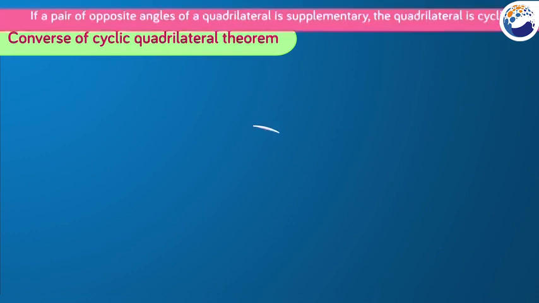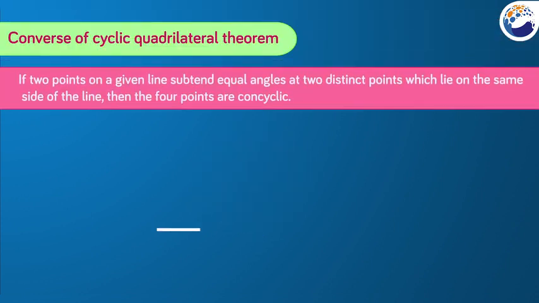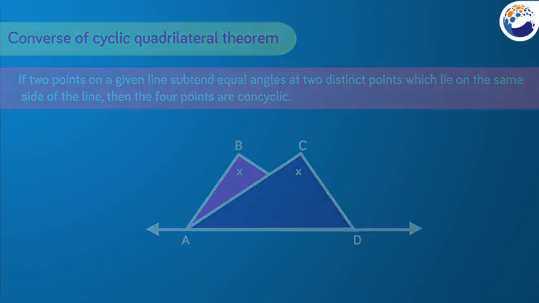Converse of cyclic quadrilateral theorem. Theorem: if a pair of opposite angles of a quadrilateral is supplementary, the quadrilateral is cyclic. Theorem: if 2 points on a given line subtend equal angles at 2 distinct points which lie on the same side of the line, then the 4 points are concyclic.